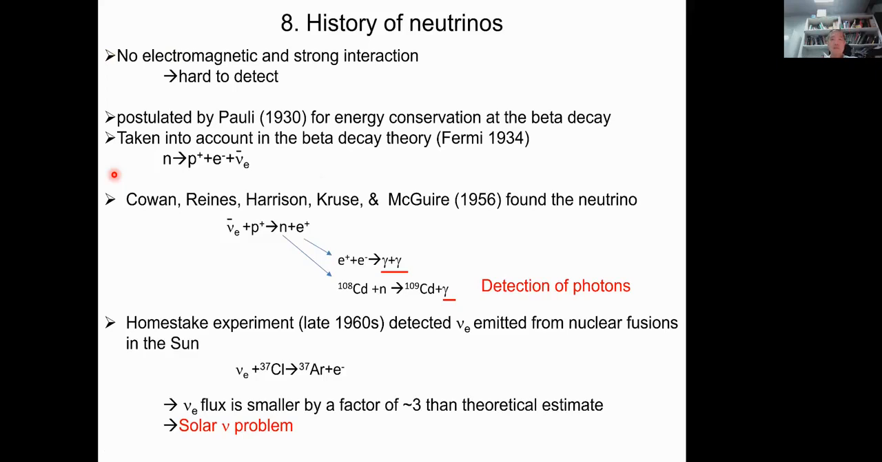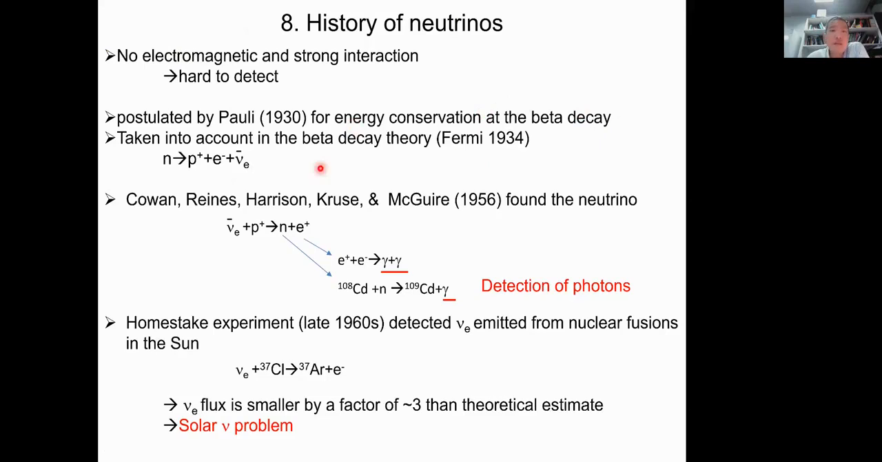And let's review a little bit about the history relevant to neutrinos. Neutrinos only interact by weak interactions and gravity. So it has no electromagnetic and strong interaction. It means that experimentally, neutrinos are hard to detect. Neutrinos are postulated theoretically by Pauli to account for the energy conservation at beta decay.